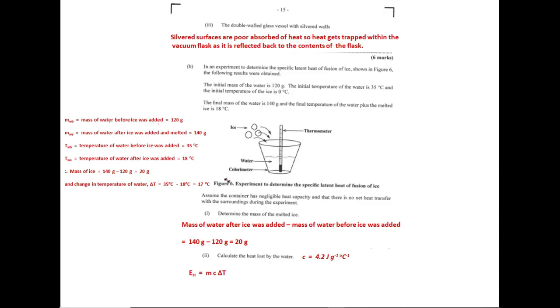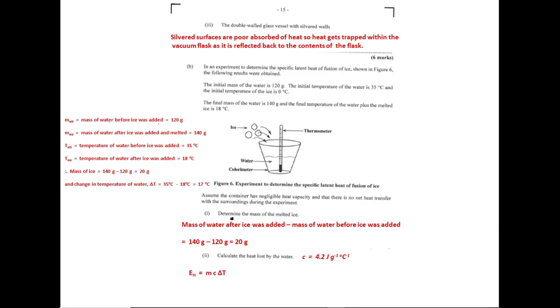So it shows you the picture here. And it says assume the container has negligible heat capacity and that there is no net heat transfer. So we basically will be pretending that we're working in this perfect little system where there is no heat transfer, just so that we could do the calculations we want to do. Because if we start to take on those little things, when we start to think too hard, that's when things go out of whack, right?